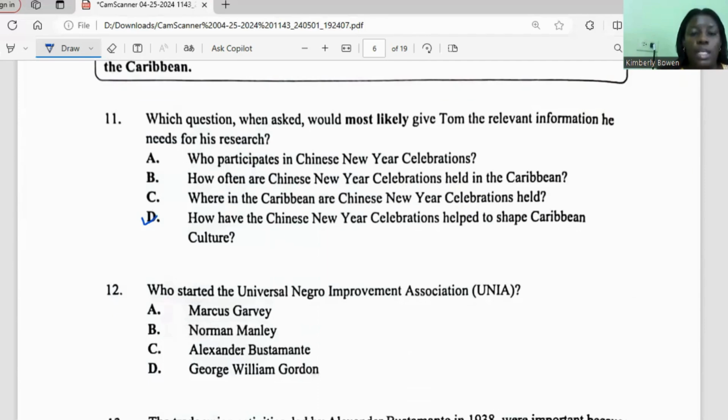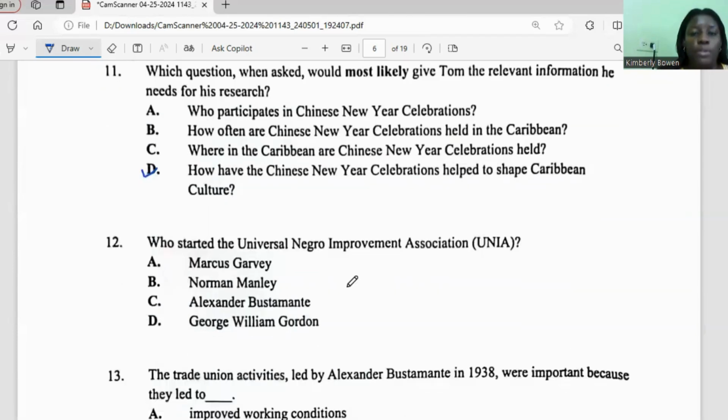Who started the Universal Negro Improvement Association? That was started by Marcus Garvey.